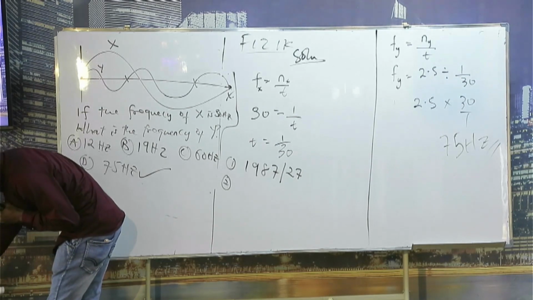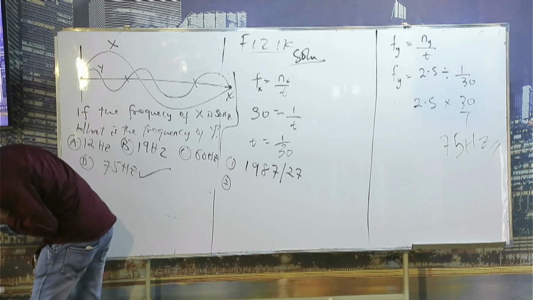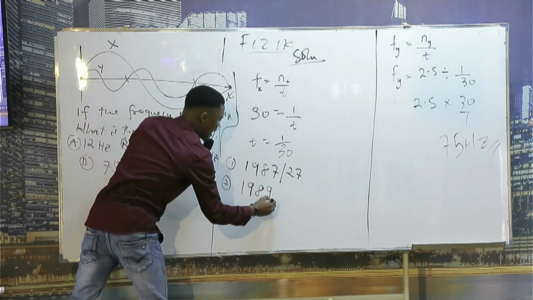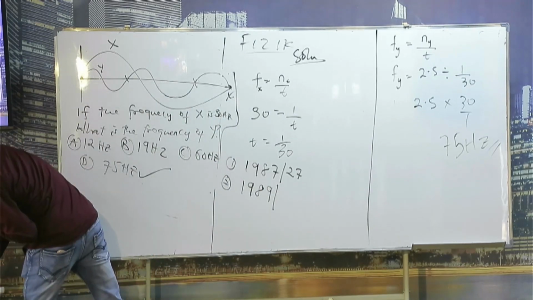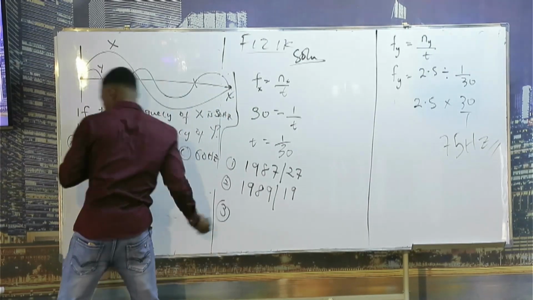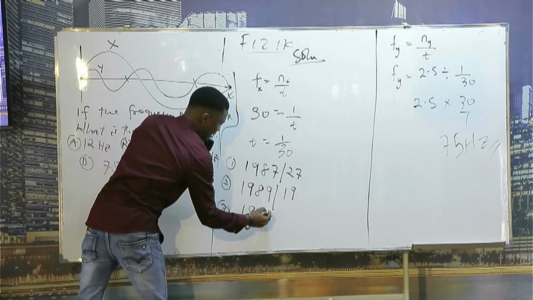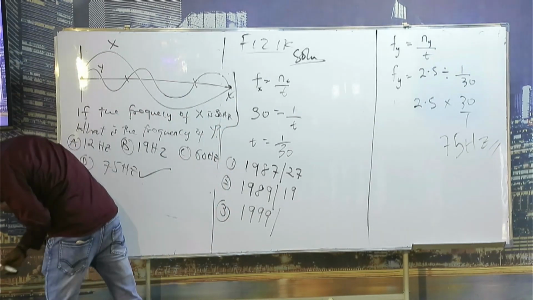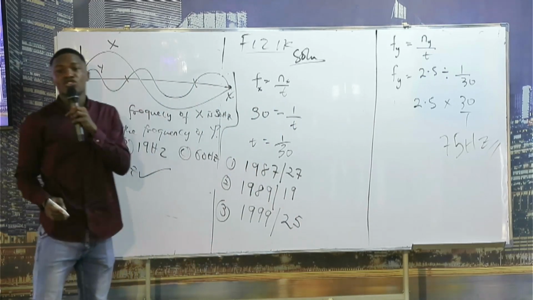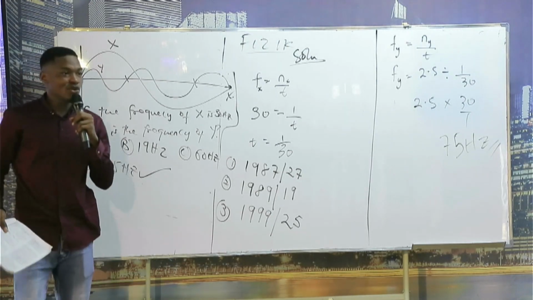Number 2 is 1989 number 19. Number 3 is 1999 number 25. So just manage those ones. I know it's very small. Manage, and I will see you when I see you.